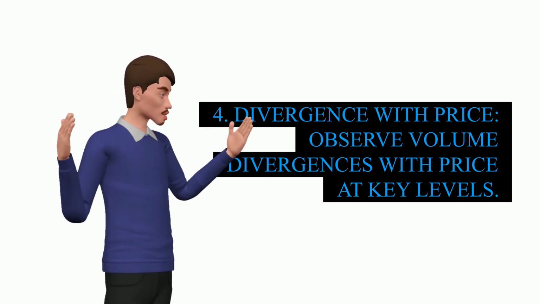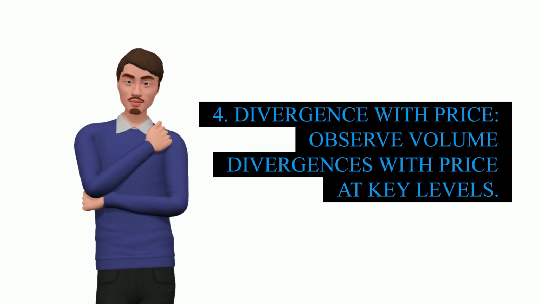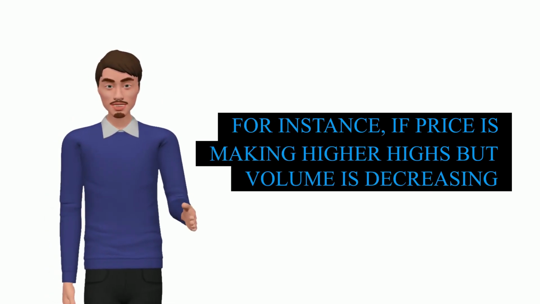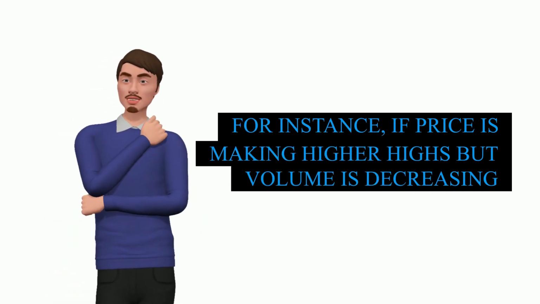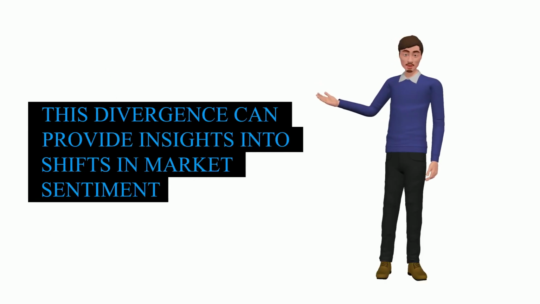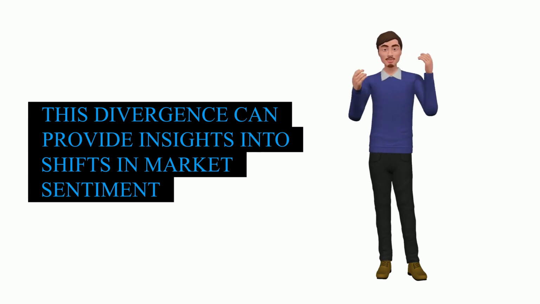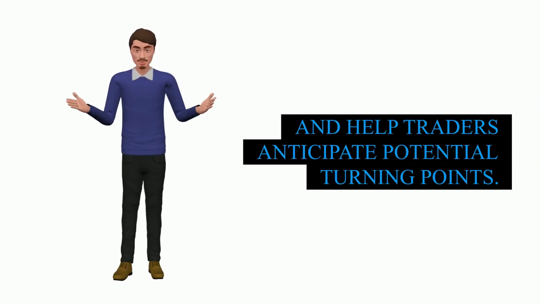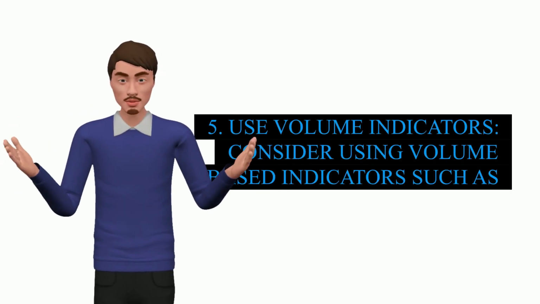4. Divergence with price. Observe volume divergences with price at key levels. For instance, if price is making higher highs but volume is decreasing or vice versa, it could suggest a weakening trend or potential reversal. This divergence can provide insights into shifts in market sentiment and help traders anticipate potential turning points.